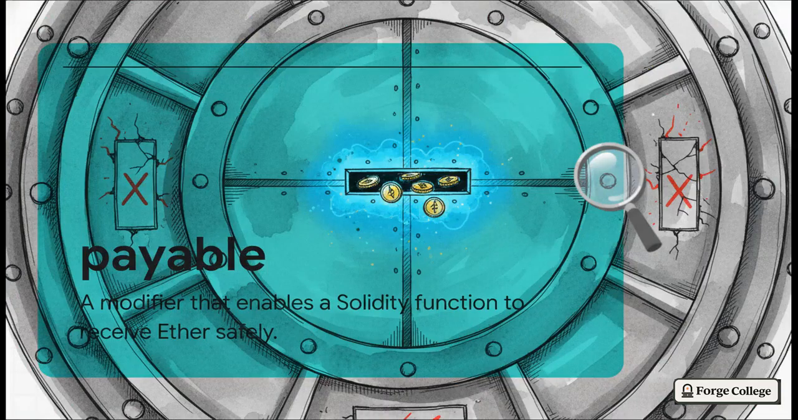First up, we have the payable modifier. In plain English, think of payable as the reinforced slot on your vault door. If a function doesn't have this modifier attached to it, any transaction that tries to send Ether is going to be violently rejected by the Ethereum Virtual Machine. It's this amazing built-in safety mechanism. By explicitly labeling a function as payable, you're essentially cutting a slot in that door and telling the entire network, yes, I am intentionally designed to accept funds right here.